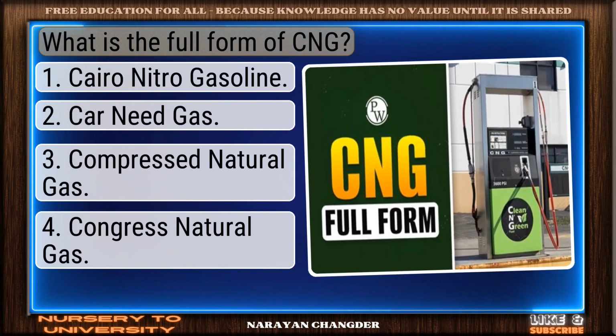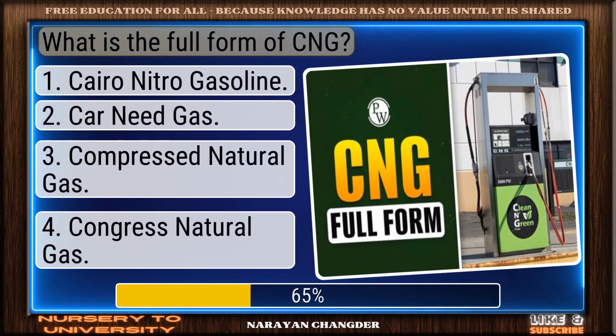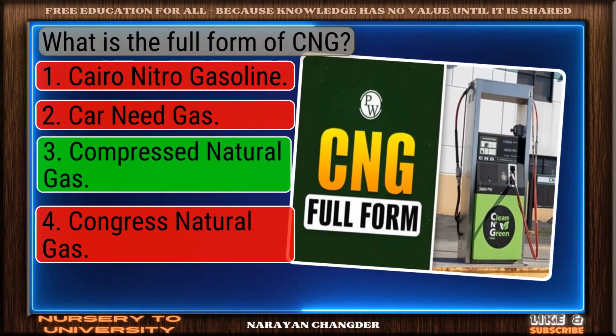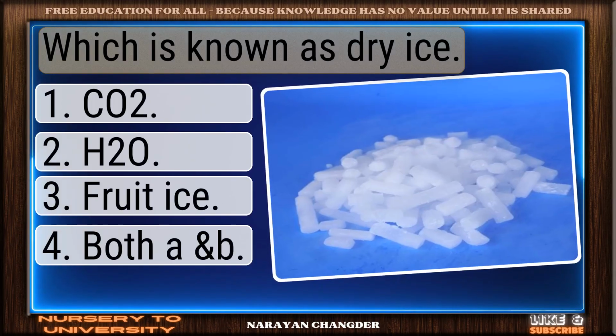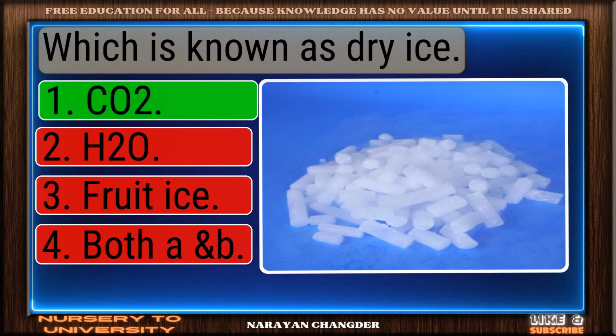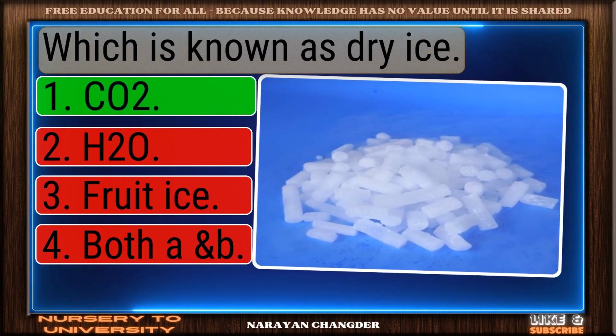Question number 97. What is the full form of CNG? Nice work. You chose compressed natural gas, and it is correct. Question number 98, which is known as dry ice? Correct response. CO2 is the most accurate answer.